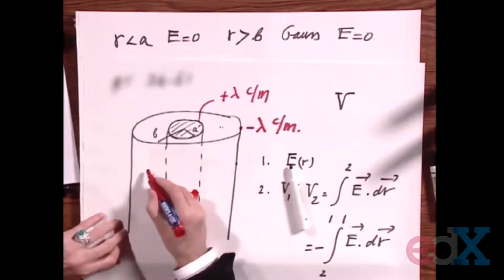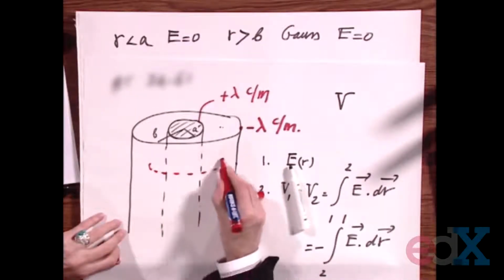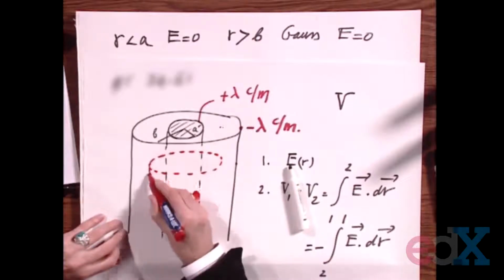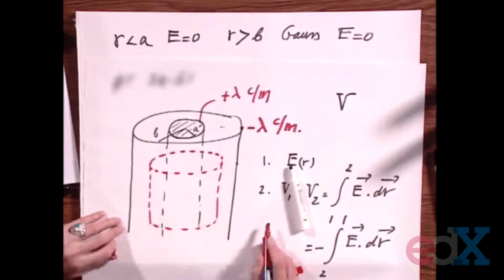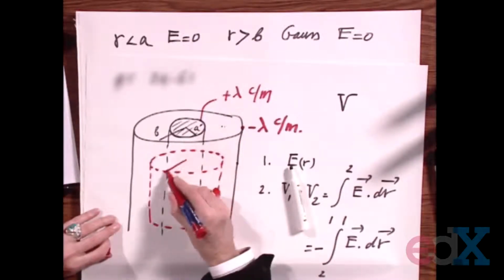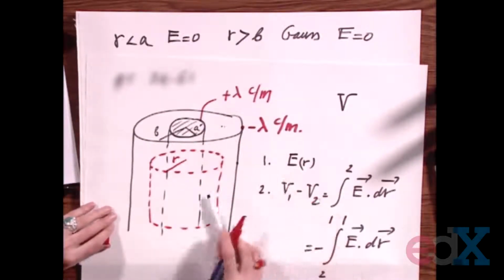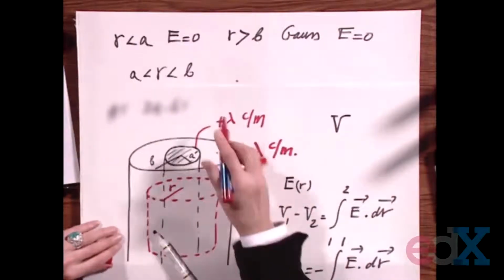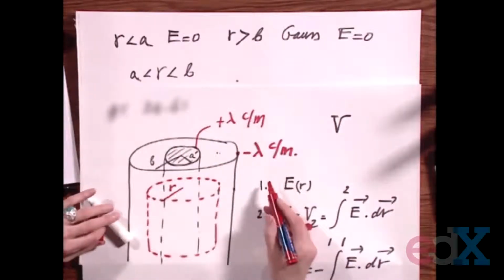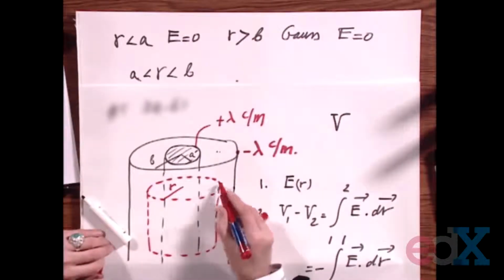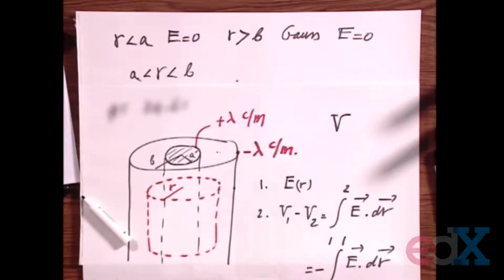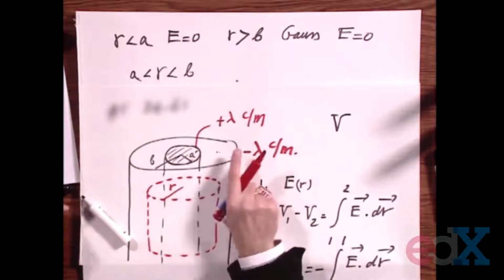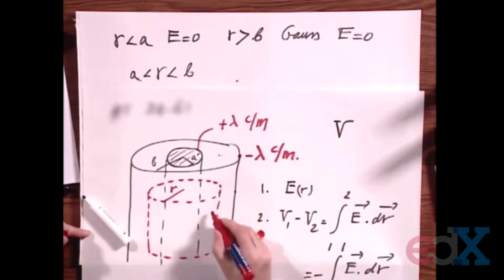Well, I now, inside this vacuum, produce a Gaussian cylinder, coaxial. It has radius r, and the radius is larger than a and smaller than b. It is clear that the electric field everywhere on the bent surface will be pointing radially outward. There's a positive charge here. I don't even have to worry about whether it's inward or outward. It will surely be outward.